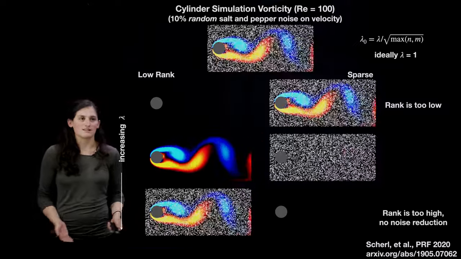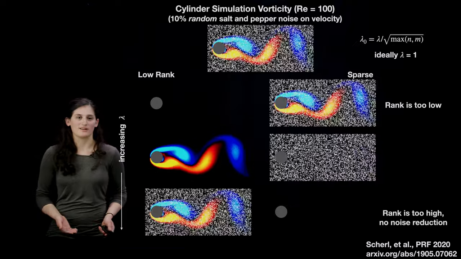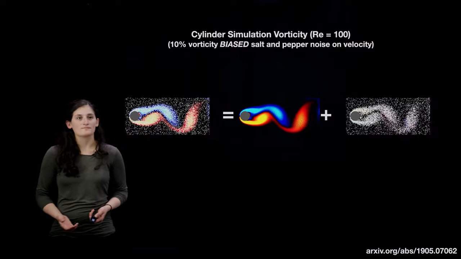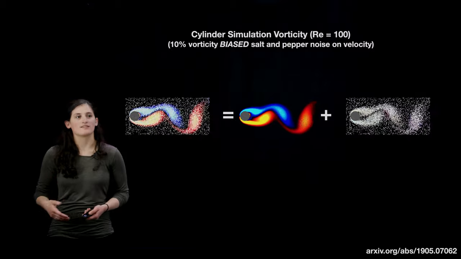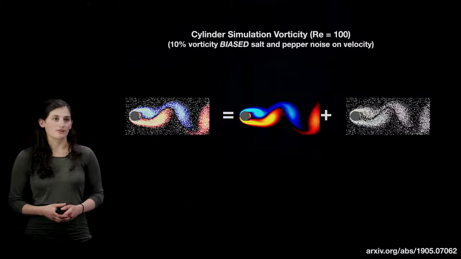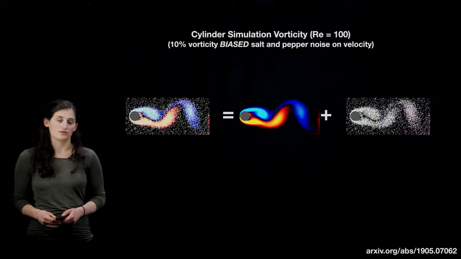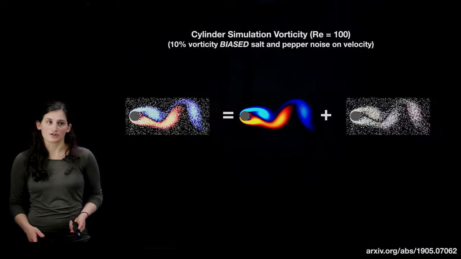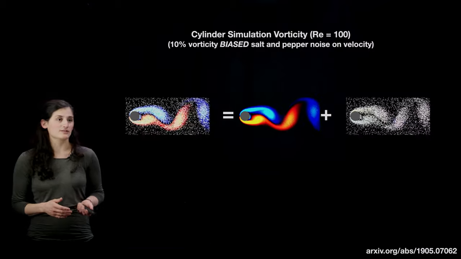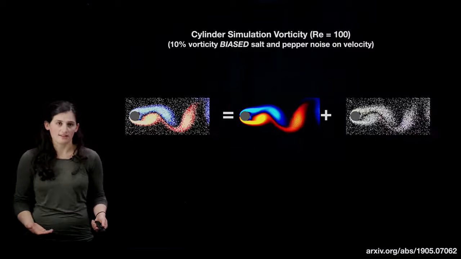This is a really nice example, but this noise is sort of ideal. It's completely sparse and uncorrelated and somewhat unrealistic. Instead, we're going to look at how this changes if we have noise that's biased towards regions of high vorticity. This is a little more realistic for many of the actual flow fields that we're measuring, because regions of high vorticity are often of interest and often very difficult to measure because of their three-dimensional nature. So even though it looks like there's structure in the sparse space all the way down there, it's because the noise is correlated with those regions, and those regions are more likely to have salt and pepper noise.